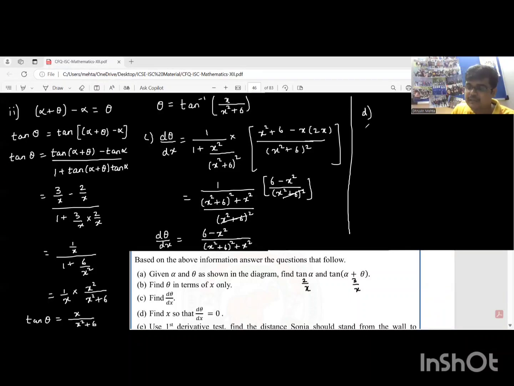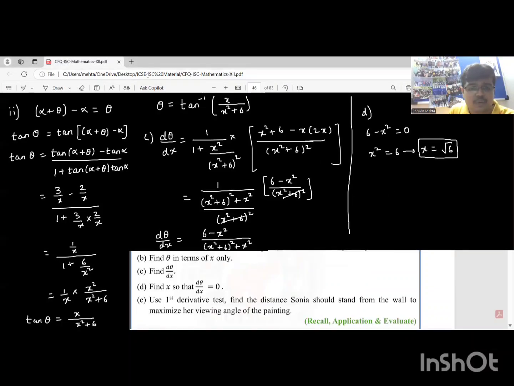Once you get that, students, the next part is easy. You have to find the values of x for which d theta by dx is 0. So here this will be 0 when the numerator is 0. So 6 minus x square is 0. So x square is 6, which implies x is plus minus root 6. We'll consider plus root 6 because x can't be negative over here.